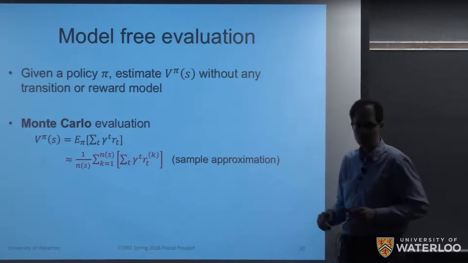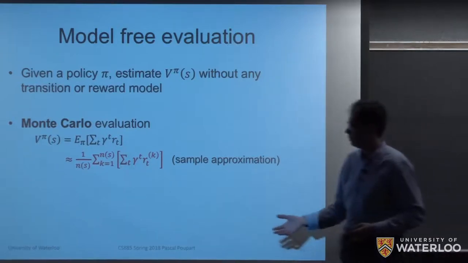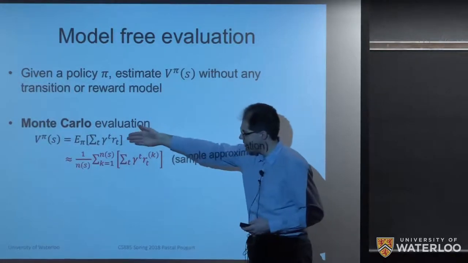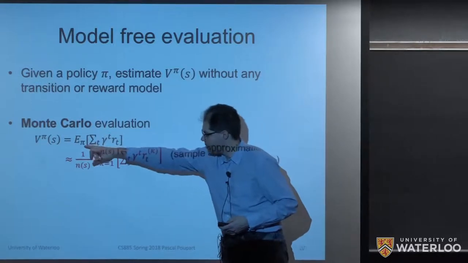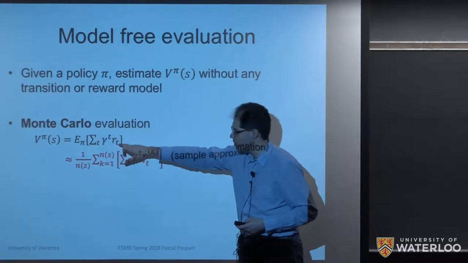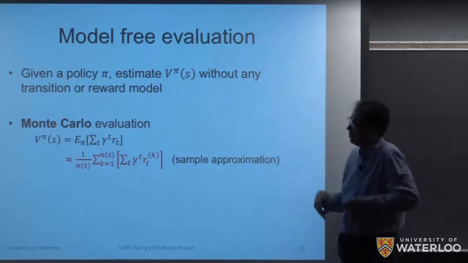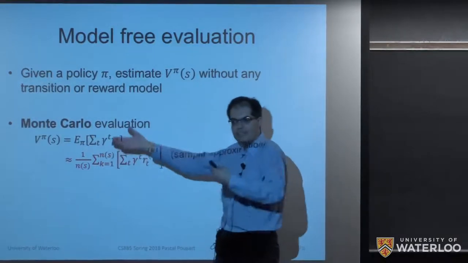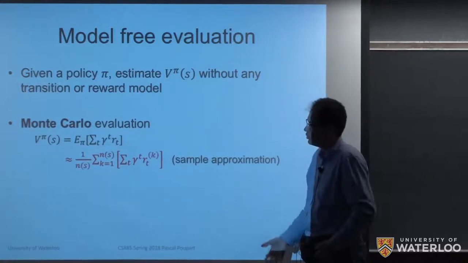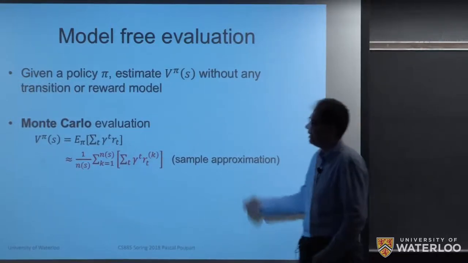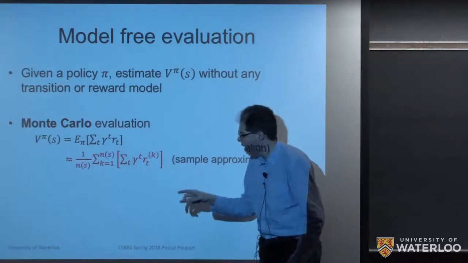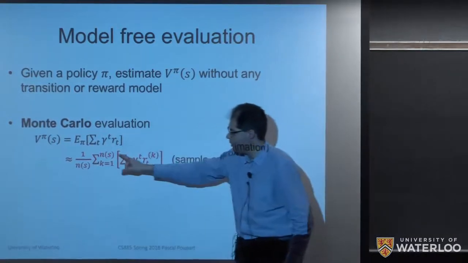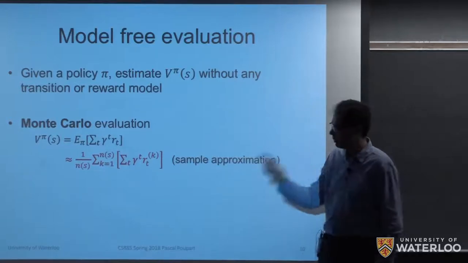So a first approach could be what is known as Monte Carlo evaluation. So we know, in theory, that the value at state S can be estimated by taking the expectation with respect to pi of the discounted sum of the rewards obtained at every time step. So now, if I don't have the distribution for me to compute this expectation precisely, because I don't have the transition model and I don't have the reward model, but instead I obtain samples, then what I can do is simply do a sample approximation where I can replace the expectation by an average. Okay, so I'm going to take an average.